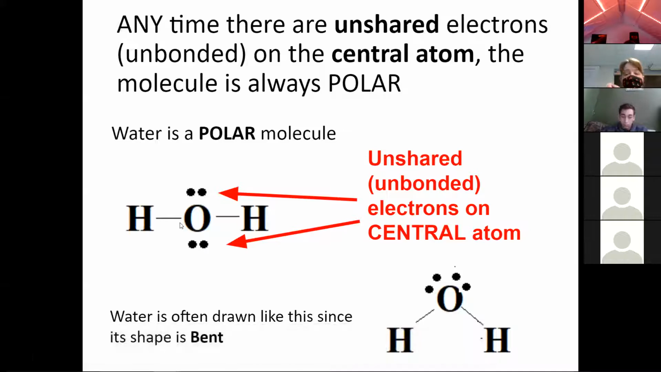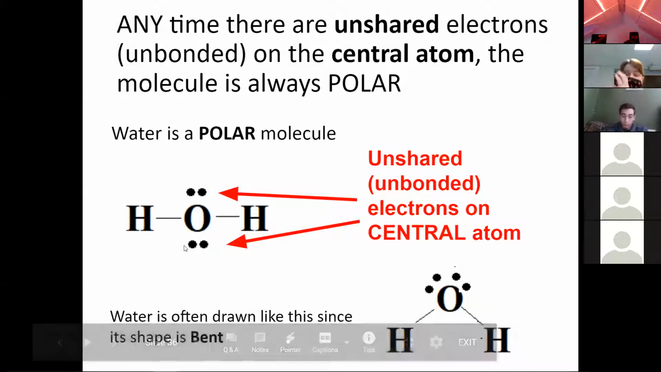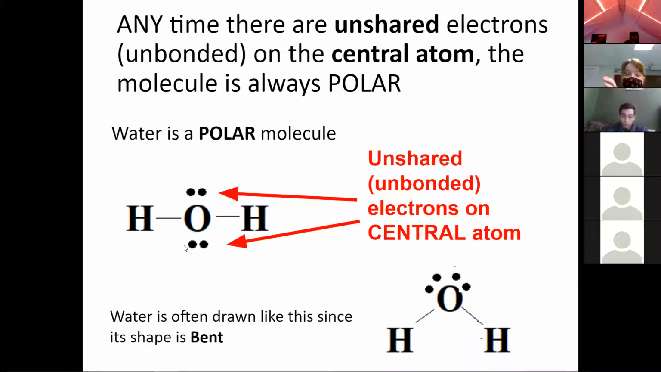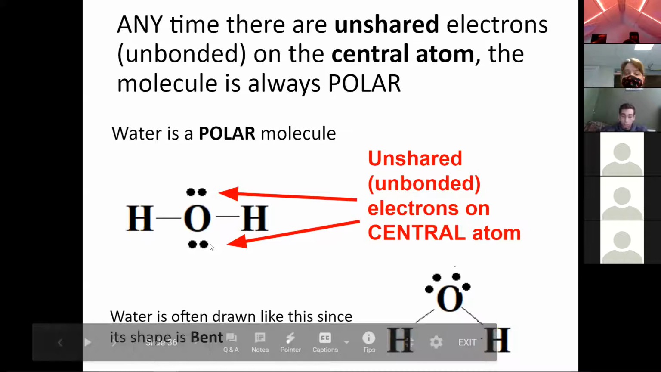So anytime you have extra electrons around your central atom only. Okay, so you always look at the central atom just like you do for the shapes. When you have unshared or unbonded electrons, that automatically makes it polar.